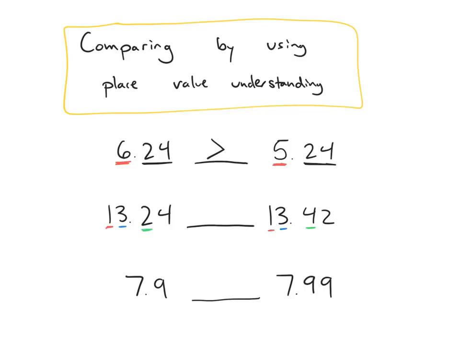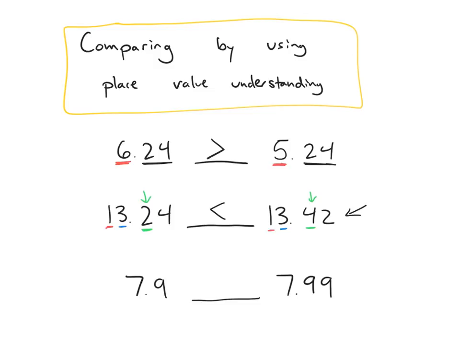And now we see that we have 4/10 in this number and 2/10 in this number. So this lets us know, since 4 is greater than 2 and 4/10 is greater than 2/10, that 13 and 42/100 is going to be greater than 13 and 24/100. So we have the larger number right here. So let's do one more example here.